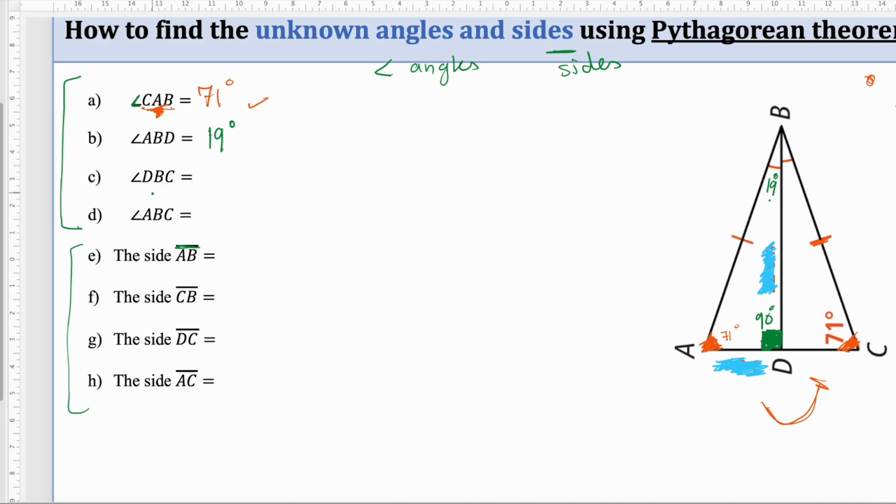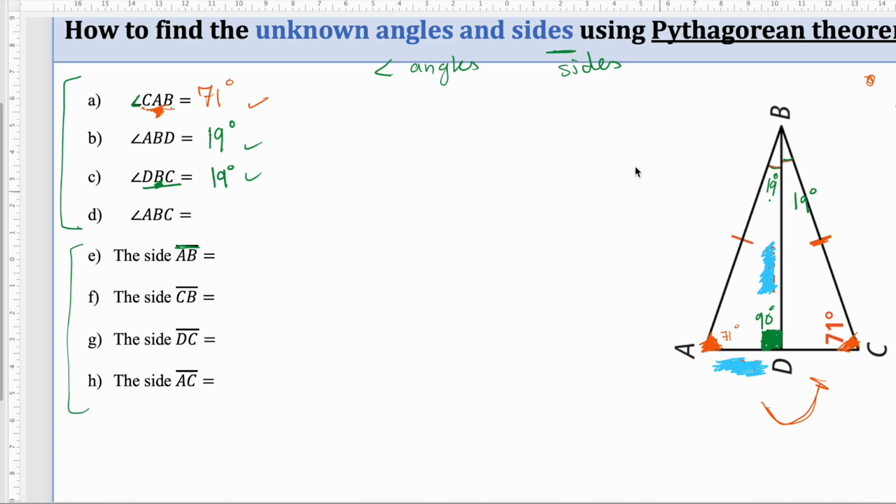Let's see the other question. DBC, so they want angle B, but make sure to read it properly. D to B to C, so they want angle B but on the right. So this part, what is it? It's equal to the other part, 19 as well, because they put the same mark. Okay, so it's the same, 19 degrees. Done.